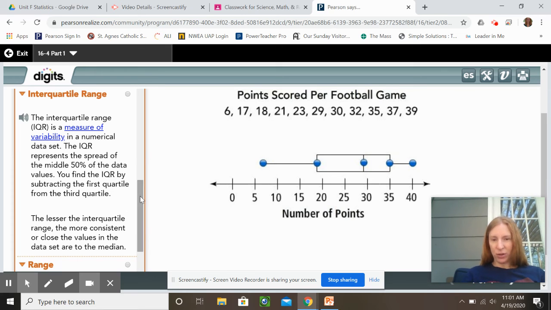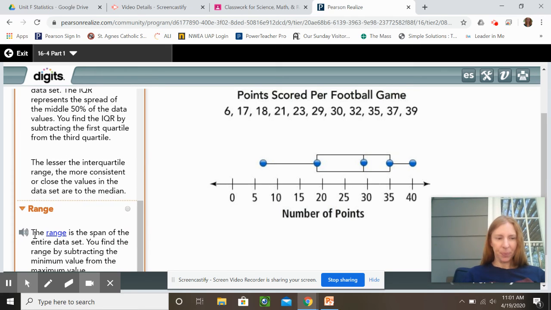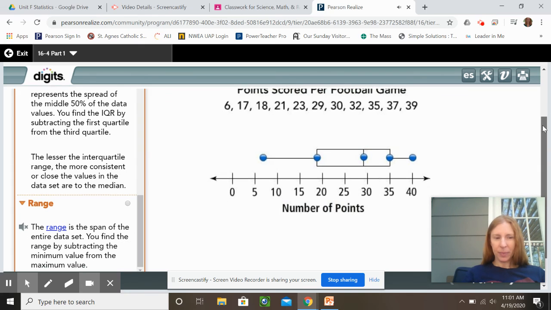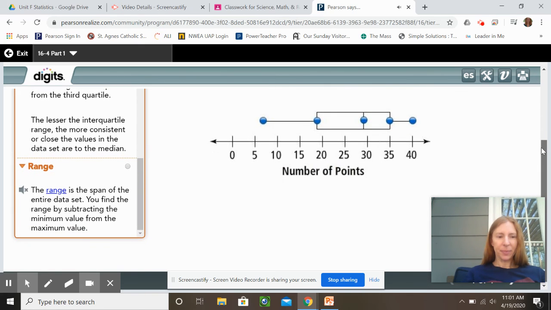The regular range is maximum minus the minimum. The range is the span of the entire data set. You find the range by subtracting the minimum value from the maximum value.